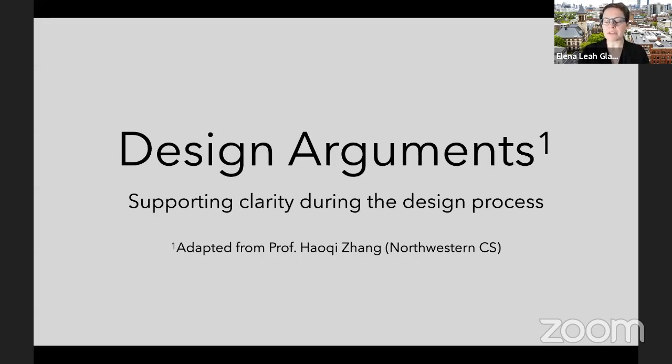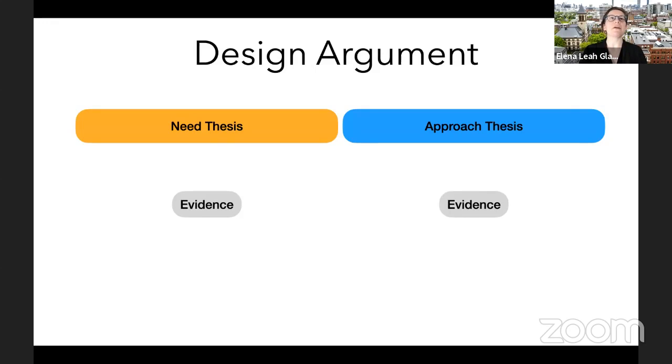So these design arguments, think of them as mental debugging. I use them when I'm writing papers, when I'm writing grants. I teach them in my undergraduate class. I teach them in my graduate class. So no one's too old to have a structure for thinking about the arguments they're making about the value of the interactive system they're building. And they roughly break down into a need thesis and an approach thesis with evidence to support each.